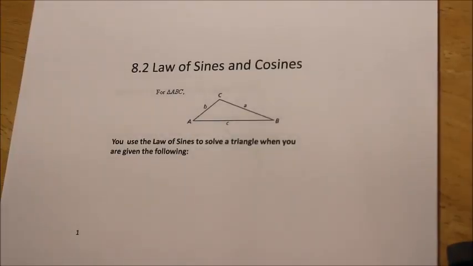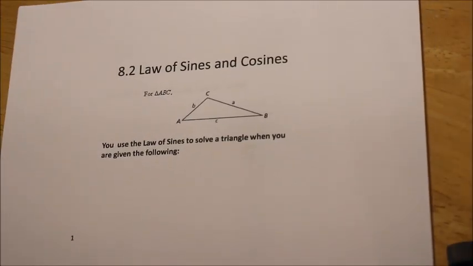Okay guys, so here is 8.2. What we're going to be doing today is talking about the law of sines and law of cosines. Last class we talked specifically about right triangle trig, and now today the difference is we're still talking about trig, we're still talking about solving for the parts of a triangle, but the difference is that these are not going to be right triangles. They are what we call oblique triangles.